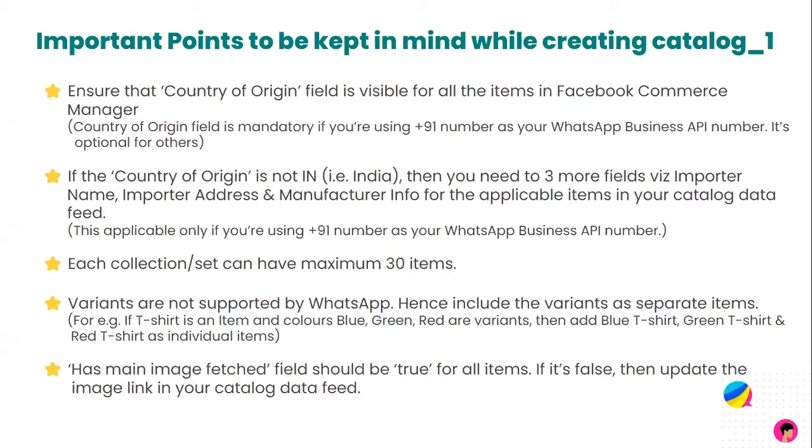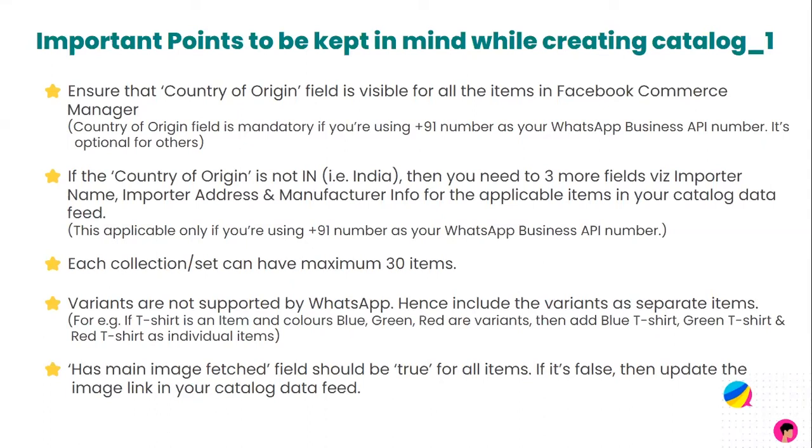Each collection or set can have maximum 30 items. At this point of time, variants are not supported by WhatsApp. Hence, include the variants as separate items, right? So suppose you have an item called t-shirt, and the t-shirt has 3 variants, 3 colors, like blue, green, and red, right? So you'll need to add blue t-shirt, green t-shirt, and red t-shirt as individual items, because currently WhatsApp doesn't support variants functionality.